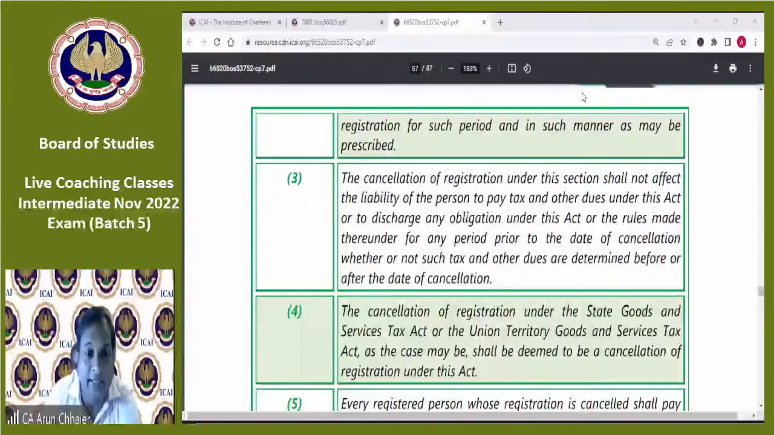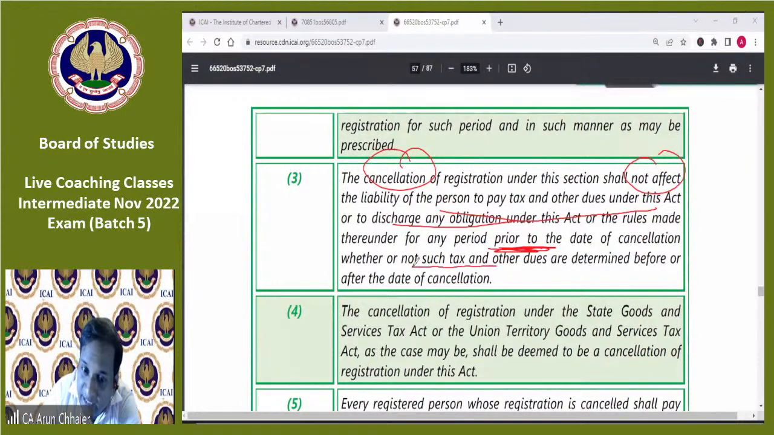Very, very important. Cancellation will not affect the liability of the person to pay the tax or any other dues under GST or discharge any obligation under GST for any period prior to the date of cancellation, whether or not such tax has been determined before or after.